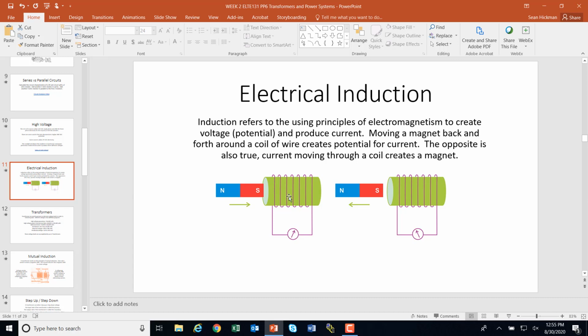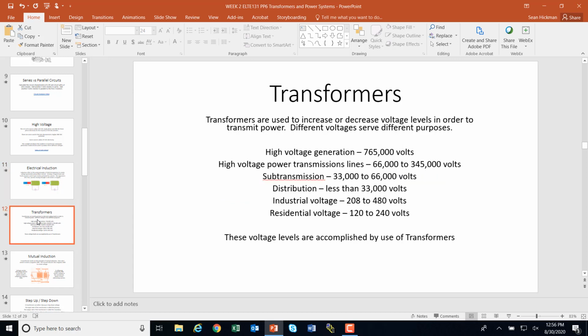And the opposite is also true, and that's definitely what you learned in your primary school days: if you take current and wrap it around a piece of iron or something like that, and you run current through a coil, then you get a magnet. So a magnet makes current if you've got a coil, and current makes a magnet. That's the summary of induction, I guess, and we'll talk a lot more about it in just a minute.